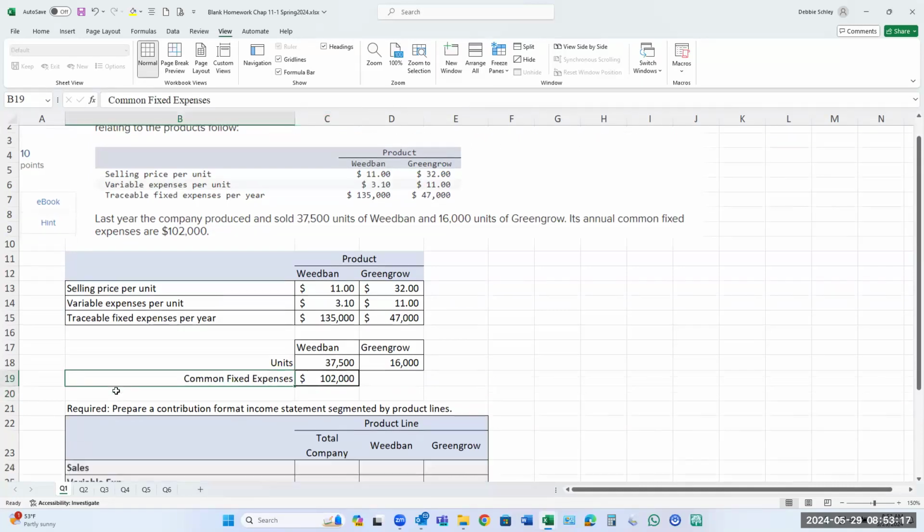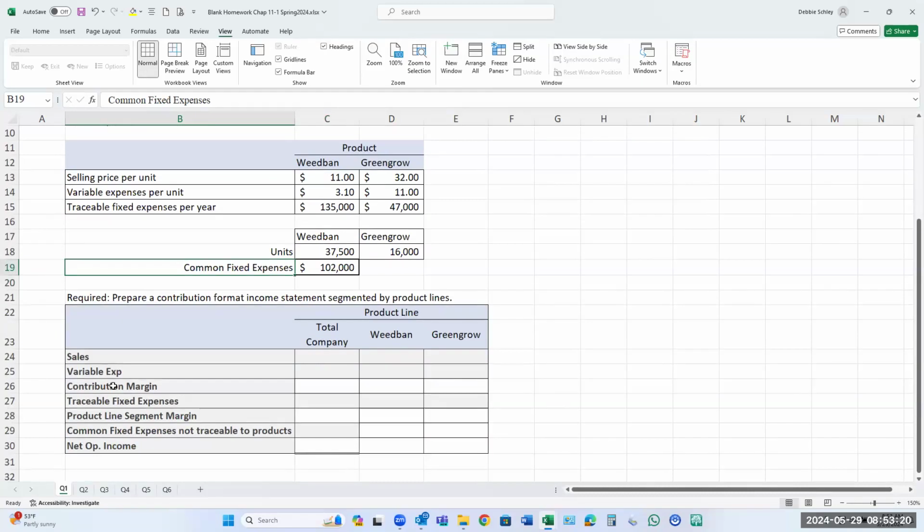So they want us to fill out a contribution format income statement segmented by product lines. So for this, it's going to be sales minus variable expenses equals contribution margin minus traceable fixed expenses equals product line segment margin. So down to there, we're going to be working in the product lines before we get to total company. Then the common fixed expenses not traceable to the products go in the total company, and then we'll be to net operating income.